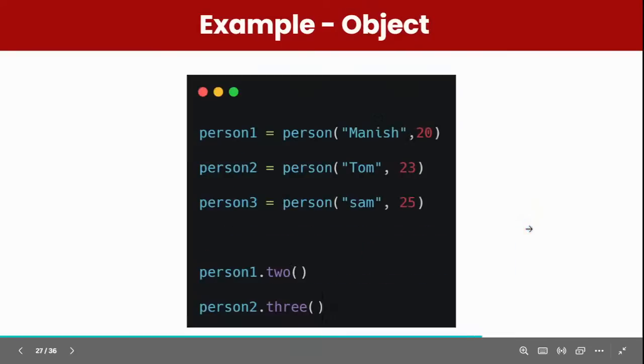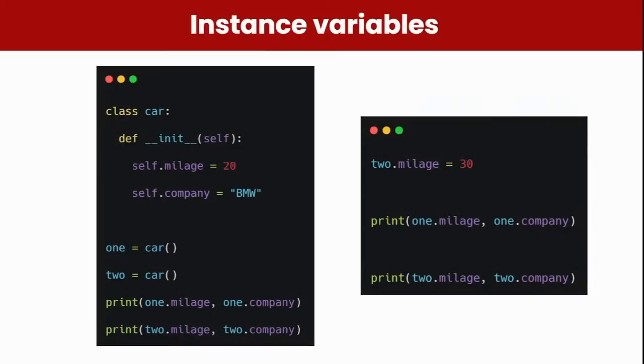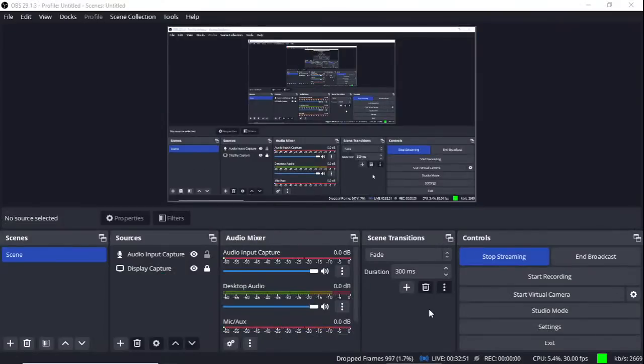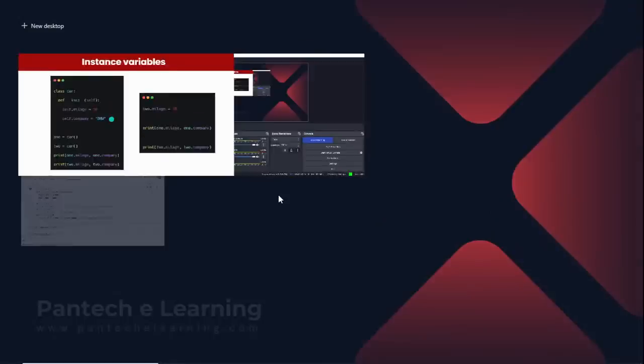Okay, so we have completed this, and let us see the types of variables inside a class. There are 2 types: instance variable and class variable. What is an instance? An instance is an object, which means anything belonging to self will belong to the object. Anything belonging to the class will be a class variable. So first let us see instance variables. I'll tell you with an example.